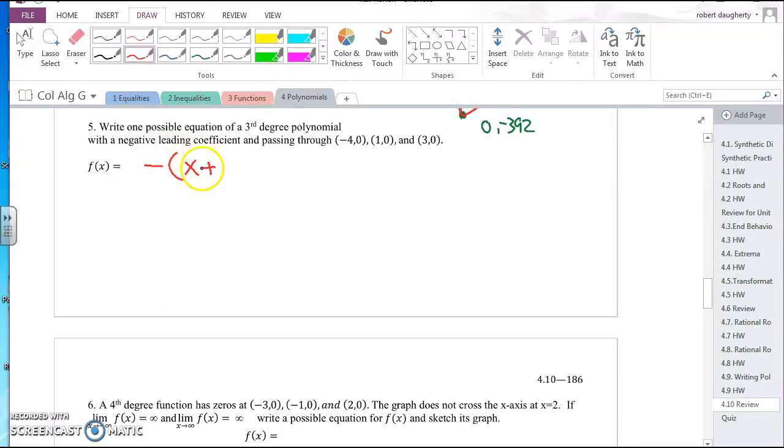So it's going to have to be x plus 4, x minus 1, x minus 3. Okay. So that is a third-degree polynomial. It has a negative leading coefficient, and it passes through all of the points that you see right there.